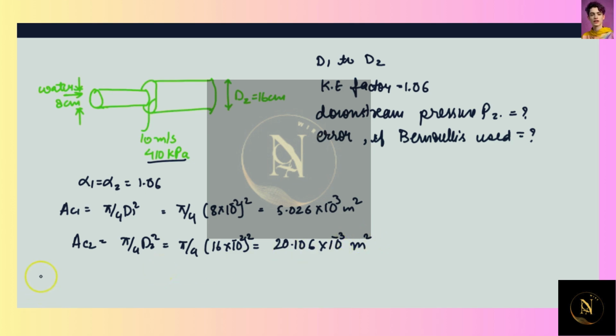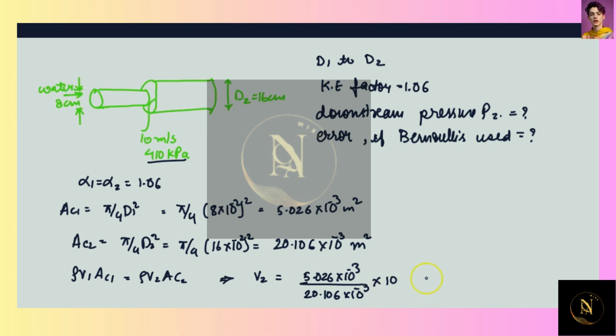Then the velocity of the water, using conservation of mass flow, rho V1 A1 equals rho V2 A2. From here we calculate the velocity V2, which equals 5.026 into 10 raised to the power minus 3 divided by 20.106 into 10 raised to the power minus 3, multiplied by V1, which is 10, and so the velocity V2 is 2.5 meters per second.